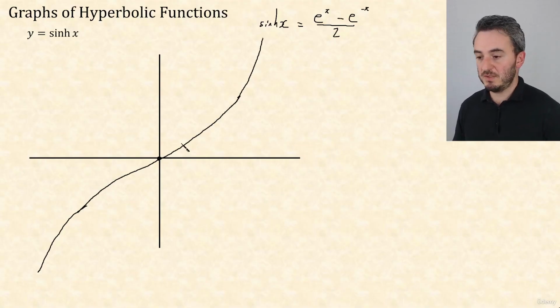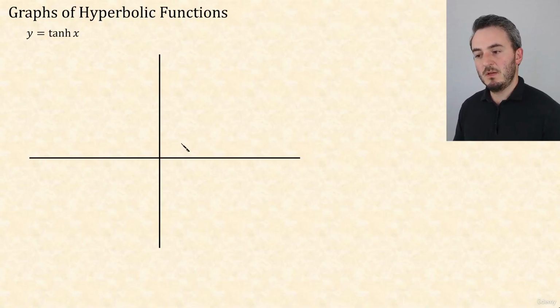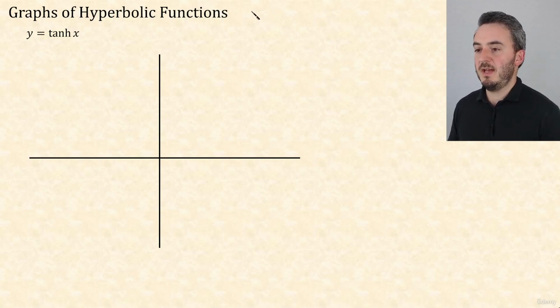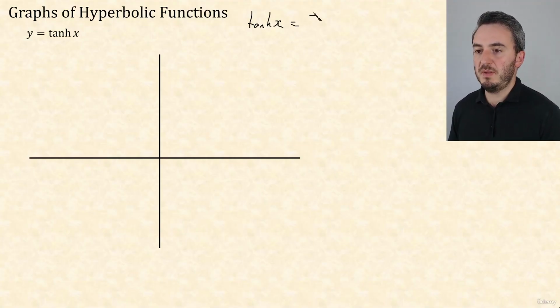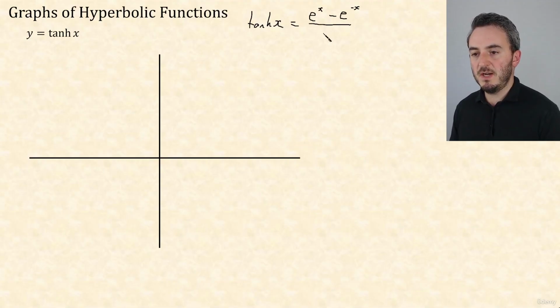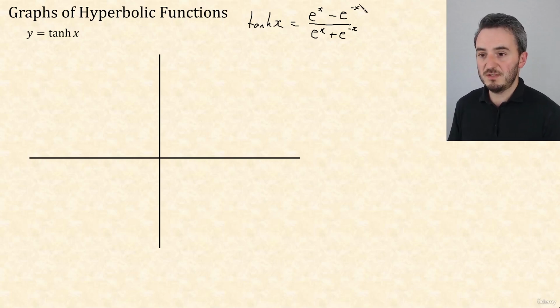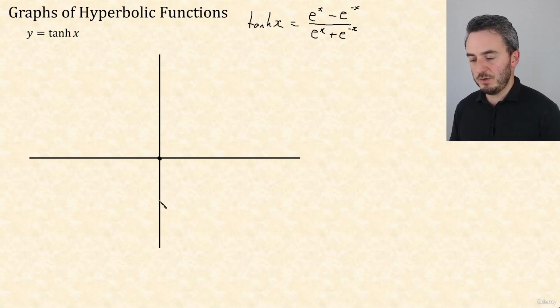Let's think now about tanh x. So tanh x is the fiddliest one because tanh x is sinh x over cosh x, which ends up being e to the x minus e to the minus x divided by e to the x plus e to the minus x. So let's approach this in the same way. We'll think, what's the y-intercept? What's the behaviour as x tends towards positive and negative infinity? Well, when x is 0, we get e to the 0 minus e to the 0, which is 0. So it goes through the origin.